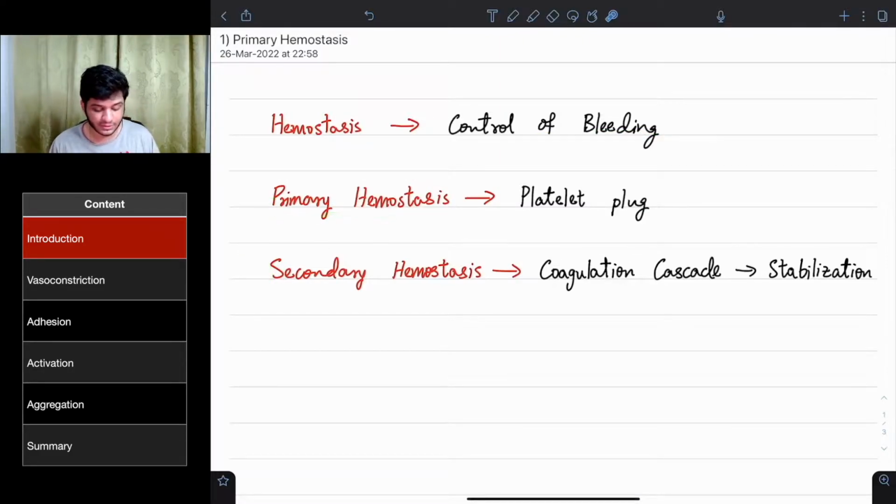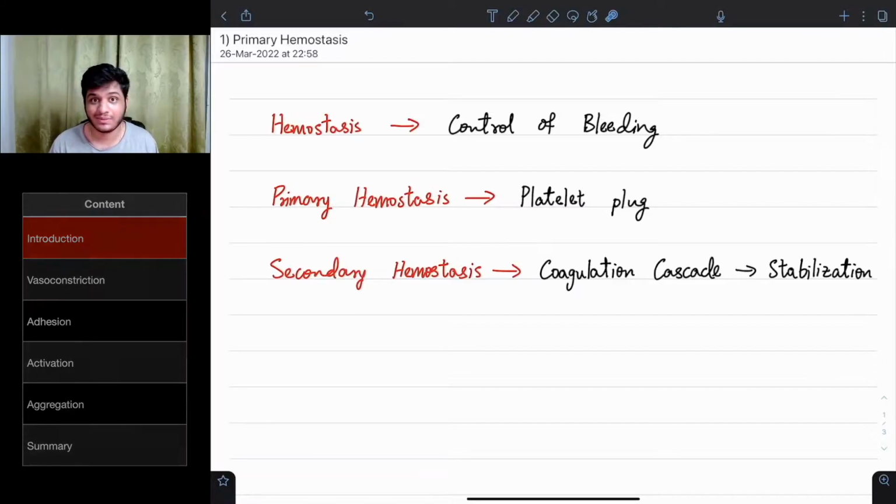Primary hemostasis deals with the formation of something called a platelet plug, and secondary hemostasis is something called a coagulation cascade, or, for my classmates who are watching, our professor mentioned it as the clotting cascade, and that is basically the stabilization of that platelet plug. So first, let's start with primary hemostasis. In the next lecture, we'll do secondary hemostasis, which has to do with the intrinsic pathway and extrinsic pathway.